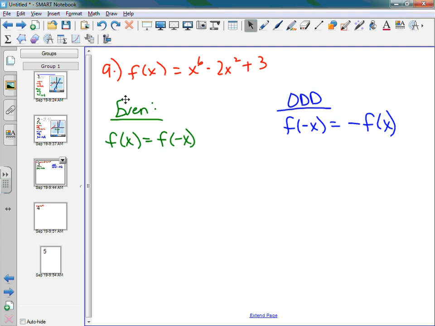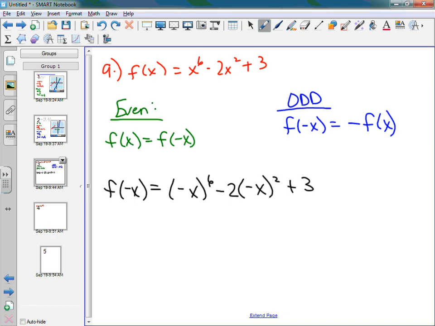You need to have your original. Then you need to do f at negative x. F at negative x says I do what? Every place I see an x, what do I plug in? A negative x. So that's what I'm going to do. Negative x to the 6 minus 2 times negative x squared plus 3.